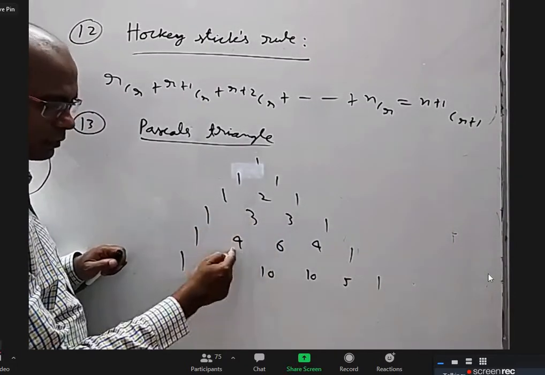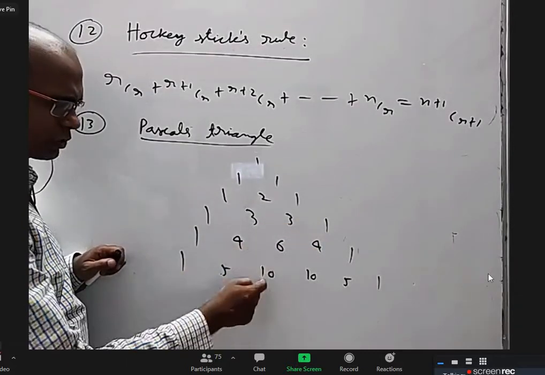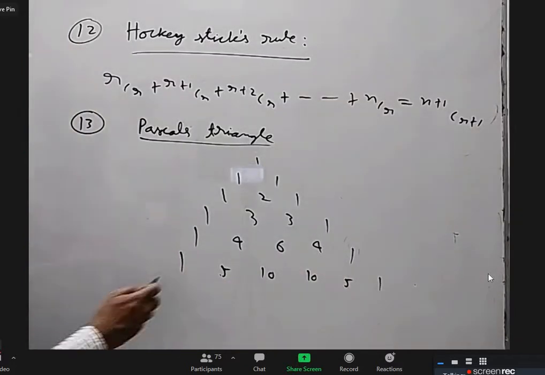Add these two numbers right in the middle. Add these two here. You'll get it. Like that, you can construct the next one.